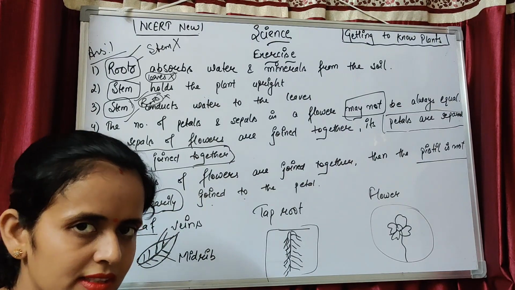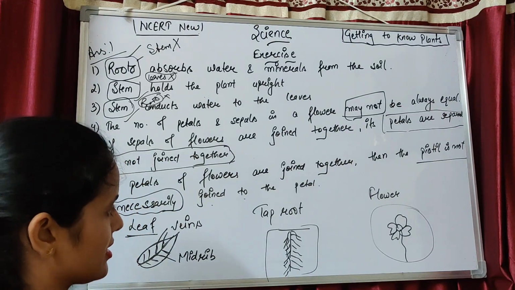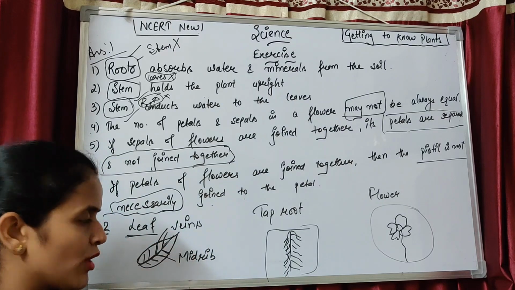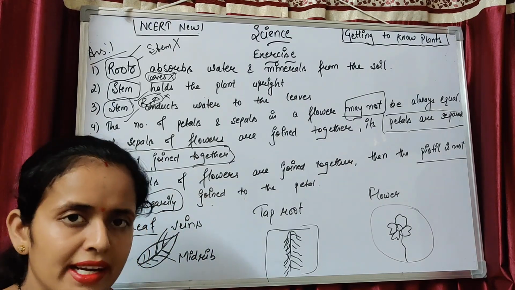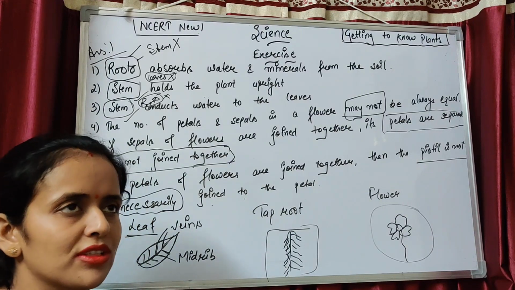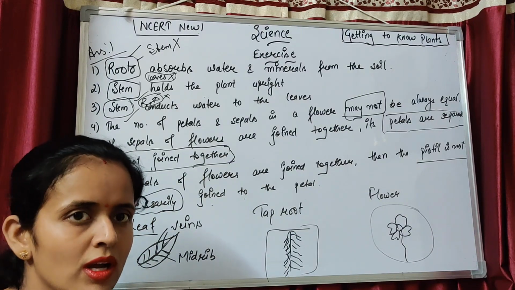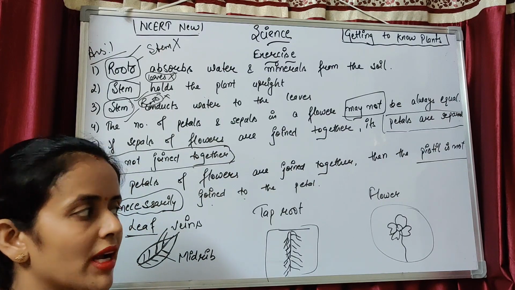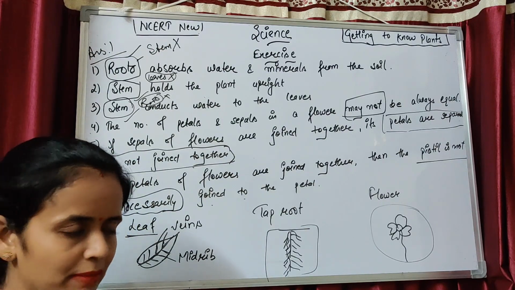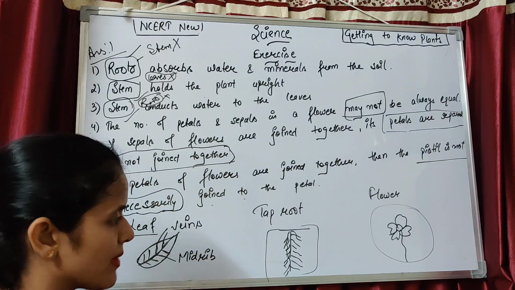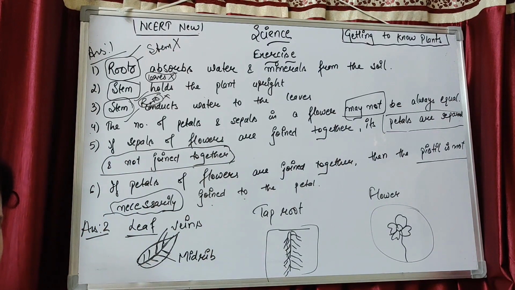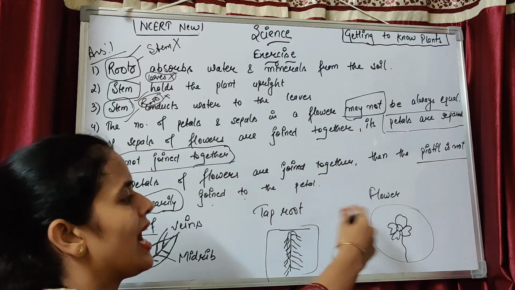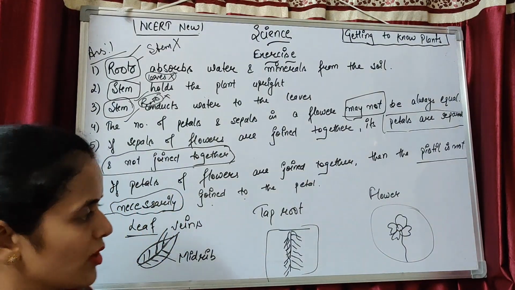If you can, mention the parts of the flower, taproot, and parts of the leaf. If you draw any diagram in science, please mention the parts of the diagram if you know them. Don't write the wrong name. If you don't know, don't write. But if you know the correct name, then please mention it, like in the leaf, veins, midrib. There are no parts in the taproot. In the flower, I'm just drawing a simple flower. You can also do this.